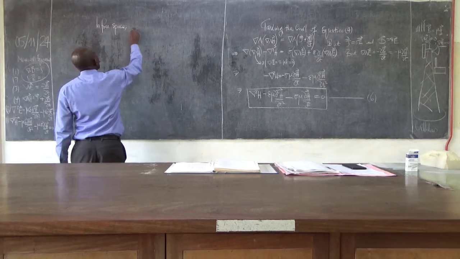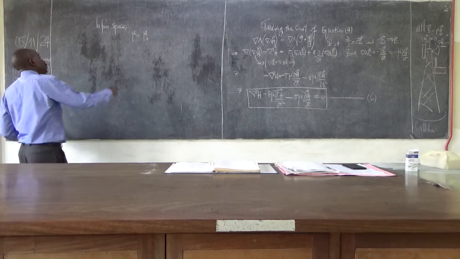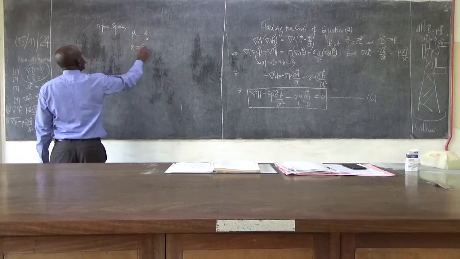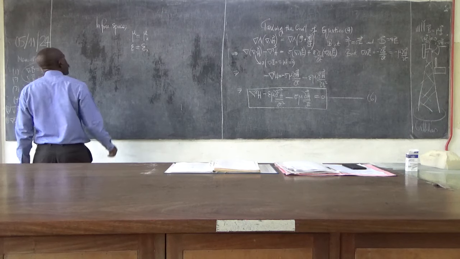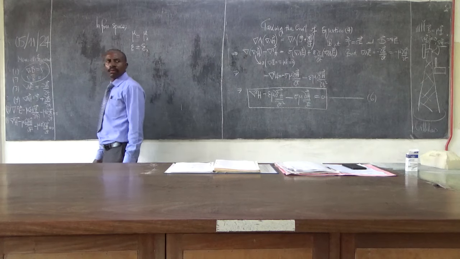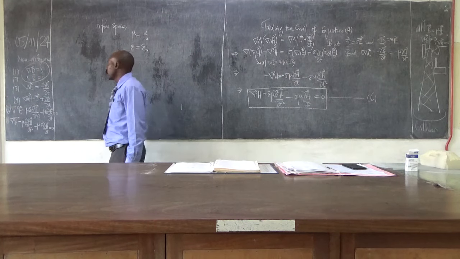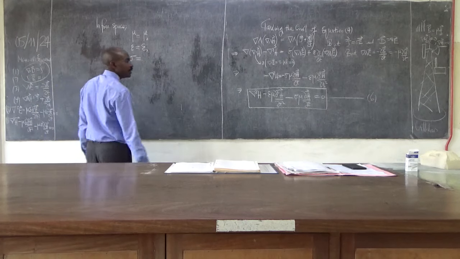mu naught. Epsilon will equal to? Which else is there? Which one is rho? So sigma, what is the conductivity in free space?